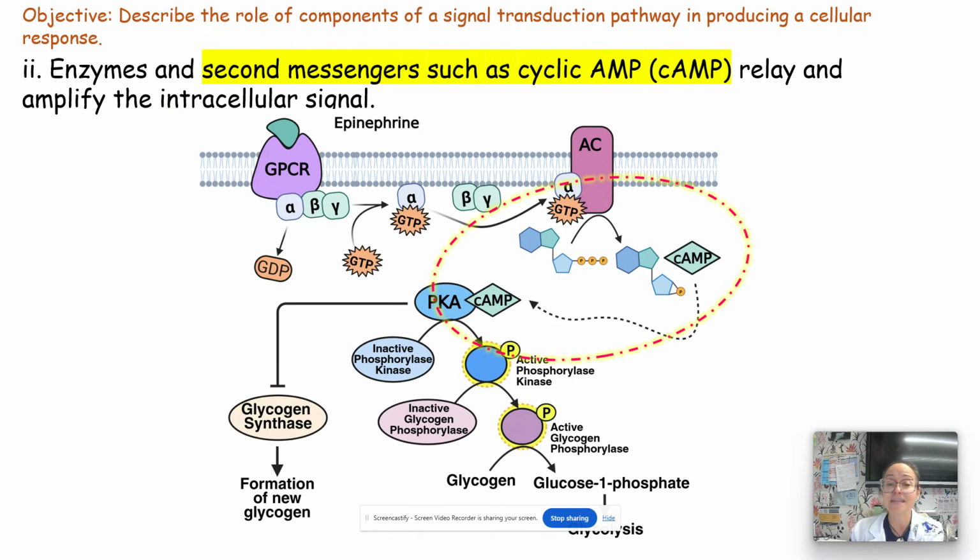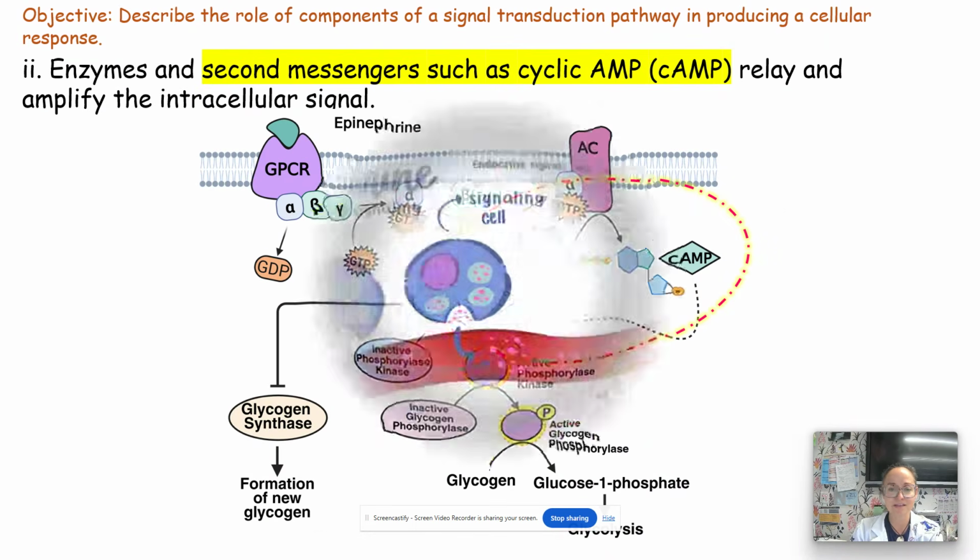Cyclic AMP is now going to go activate the phosphorylation cascade. It will activate PKA. Now, cyclic AMP does not stay active forever. It has a different enzyme that will come and deactivate it, shutting off that phosphorylation cascade.